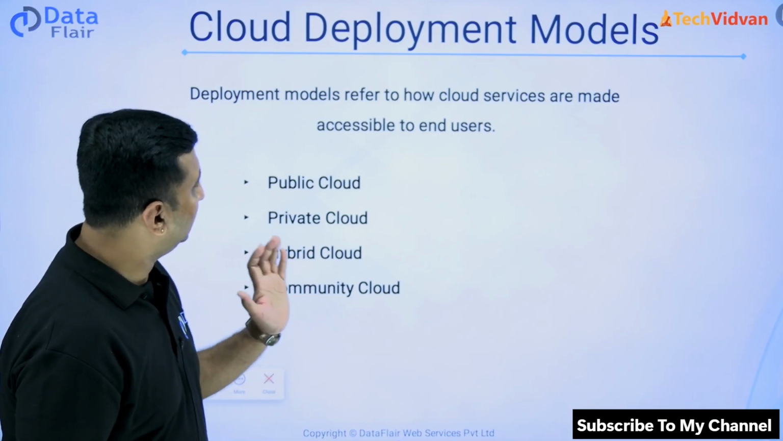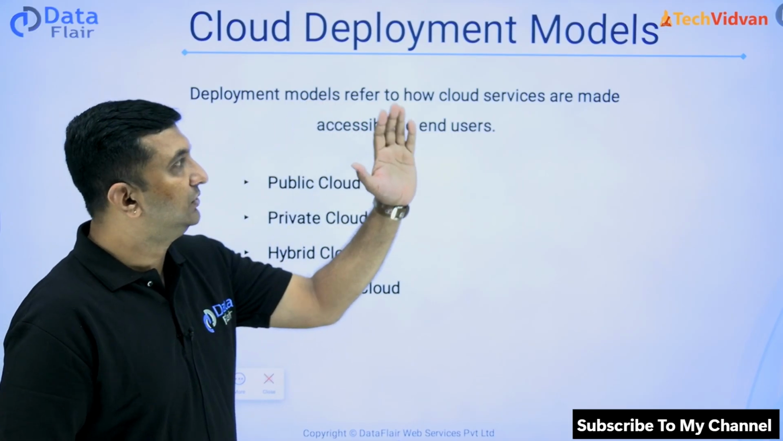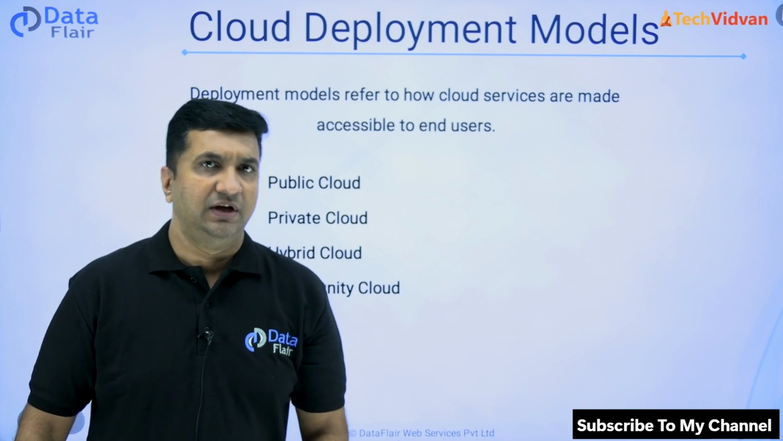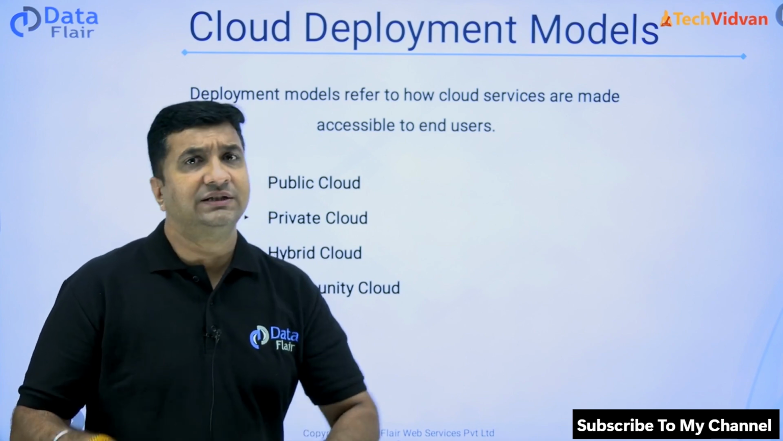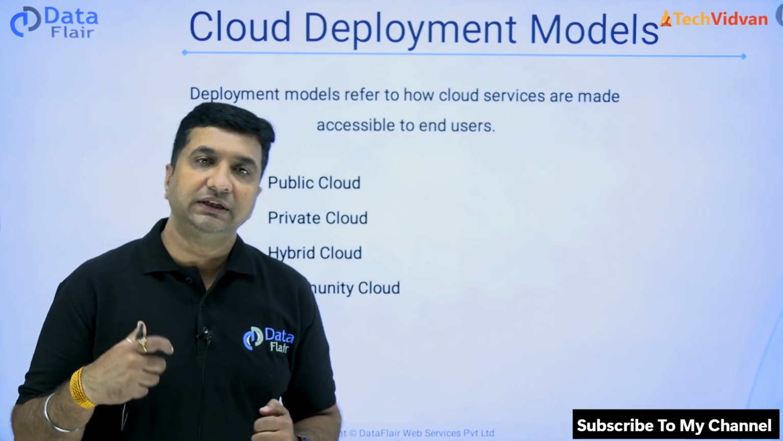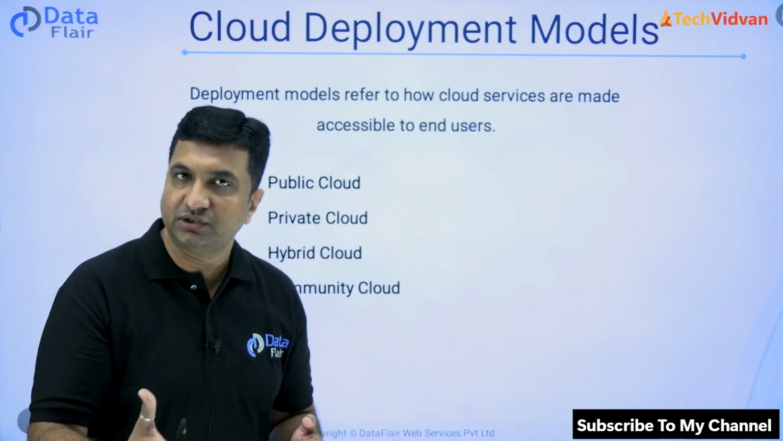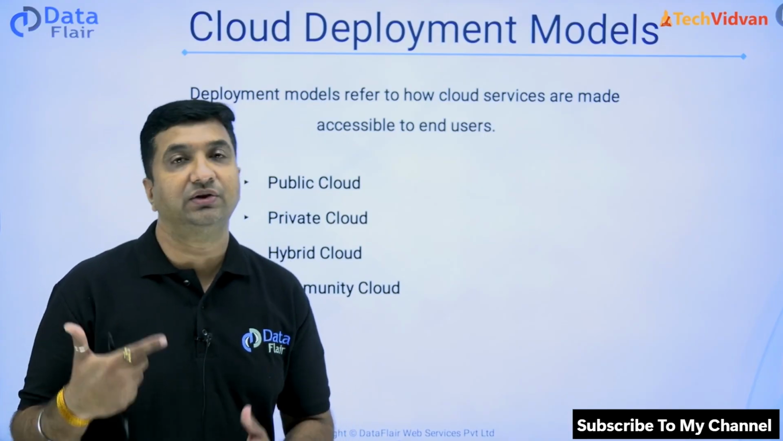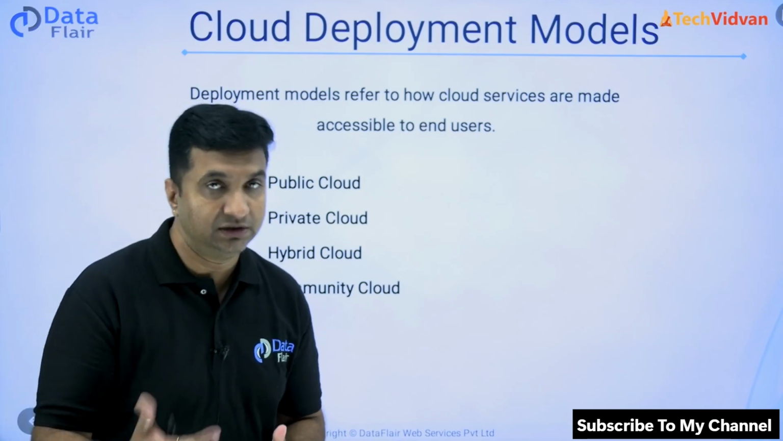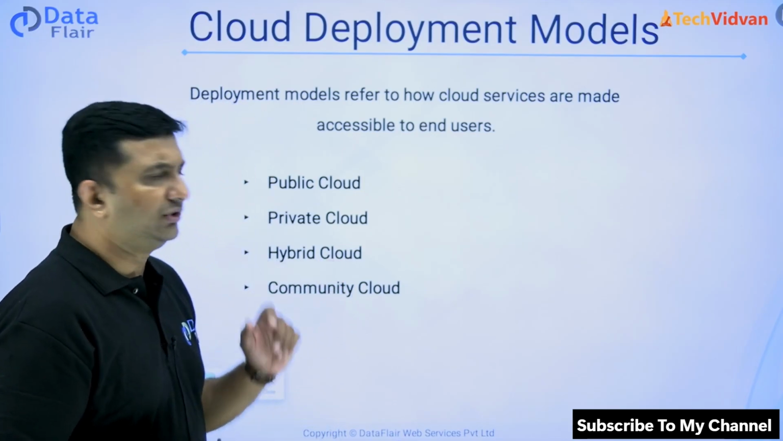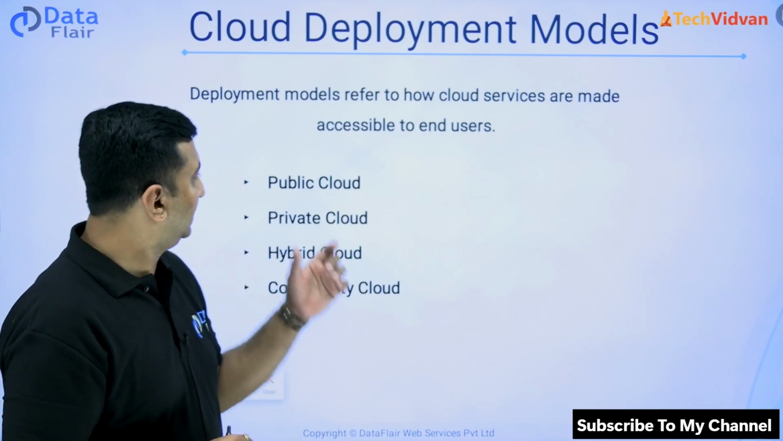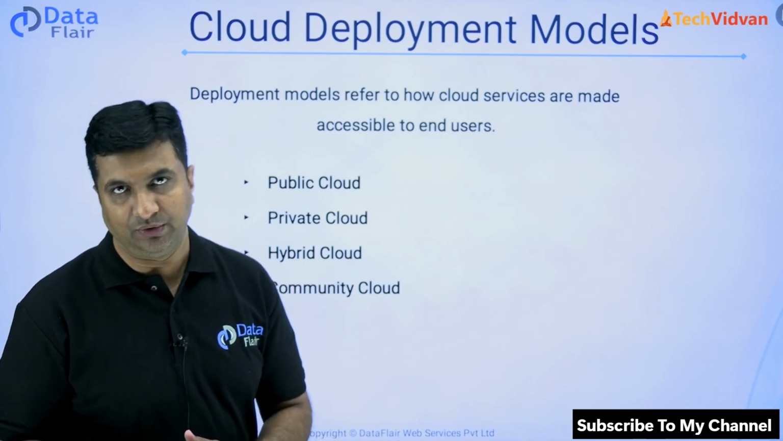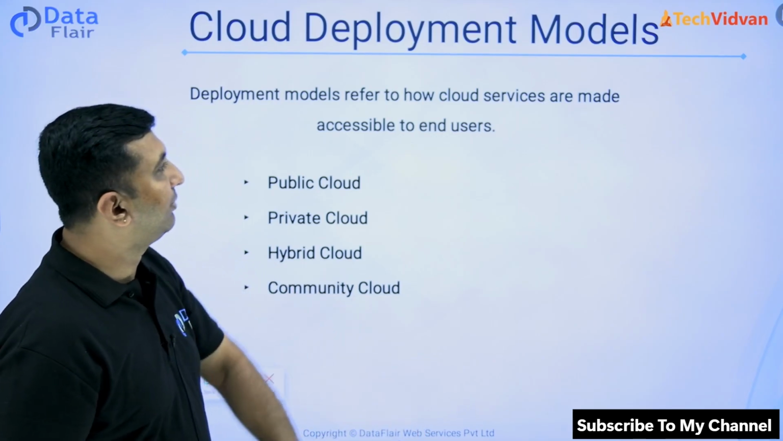When you talk about deployment models, it exactly refers to how cloud services are made accessible to the end users. Is it privately accessible, or is it a shared environment in which individuals or different organizations share the infrastructure? We have to think about it based on the requirements and the budgets of the organization. The very first one is public cloud. We'll then look at private cloud, hybrid cloud, and community cloud. Let's see them one by one in the upcoming slides.